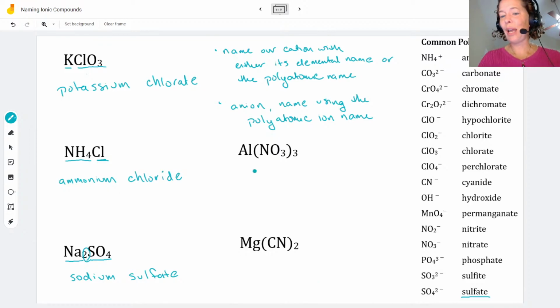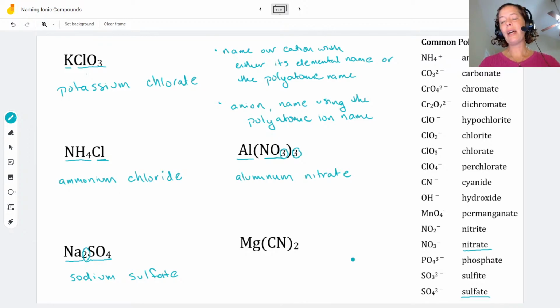Okay, let's keep on going because we have more examples. Al here, this is our cation. It's aluminum. We just use the elemental name. Okay, that's great. Our cation is taken care of. Now we have this NO3 with parentheses and a 3 out here and a 3 here. And what's going on with this? All we have to do is identify the polyatomic ion. And the polyatomic ion is within the parentheses, NO3. Let's go to our list and find it. And you can see it is right here. This is nitrate. That's it.